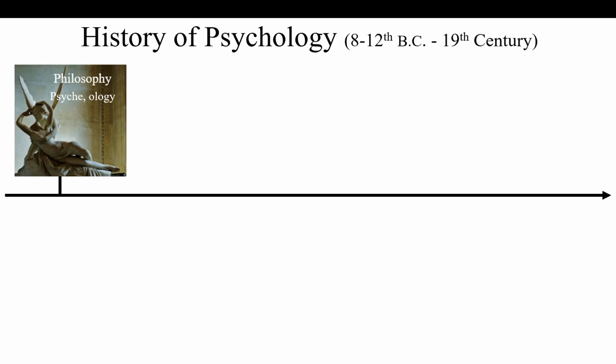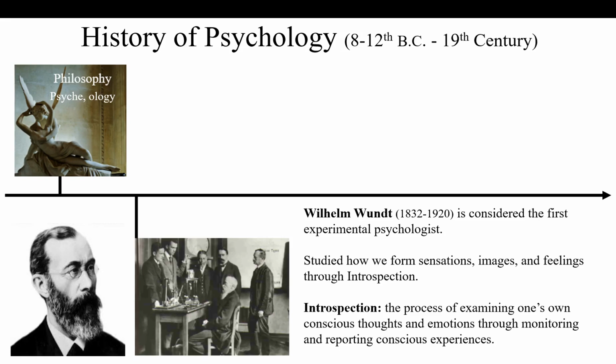Our first figure that we'll learn about is named Wilhelm Wundt. He is considered the first experimental psychologist, in which he viewed psychology as the scientific study of conscious experience. He founded the first psychology lab in 1879, which is said to be the start of the science of psychology. And he studied how we form sensations, images, and feelings through introspection. In order to study the conscious experience of the mind, he used introspection as a tool for observation and experimentation.